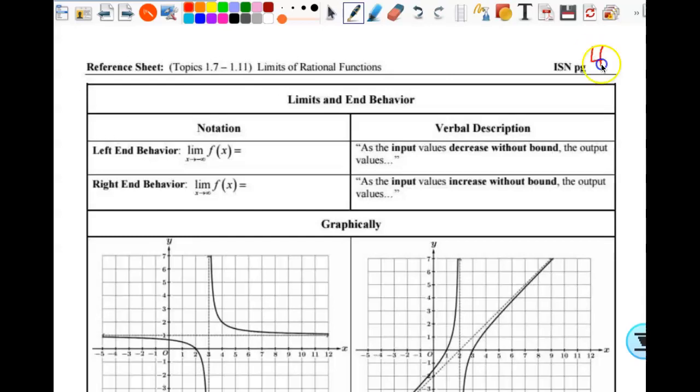Let's go on page 45 when we're done. These are actual notes, yes.